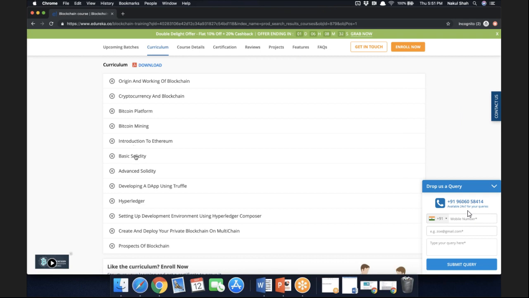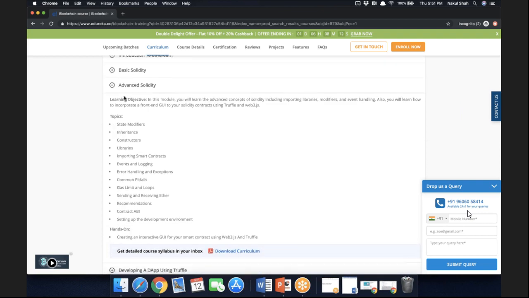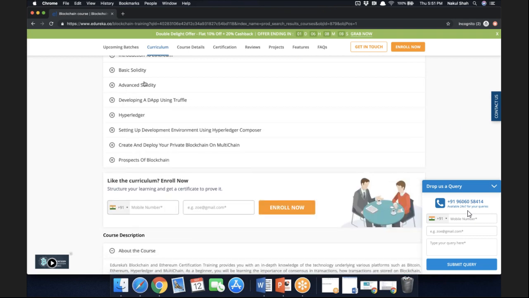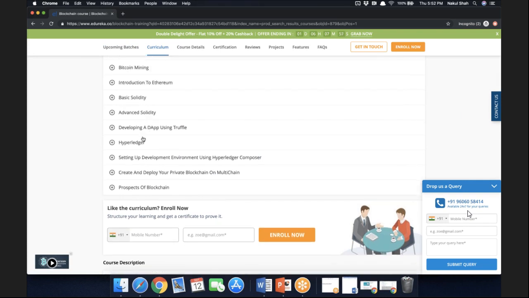The next module talks about the basics of Solidity, which is the programming language used to write smart contracts on Ethereum. And we have advanced Solidity as well, where we'll be looking at some advanced concepts associated with Solidity, the various inheritance, constructors, libraries, and other concepts associated with smart contracts. Post this, you will have a better understanding of this use case that we today briefly took a look at. So you'll get a better understanding of all these concepts. The next one is to develop your own DApp using Truffle. Truffle is a tool used to create smart contracts and decentralized applications on Ethereum. So we'll get a better understanding of that.